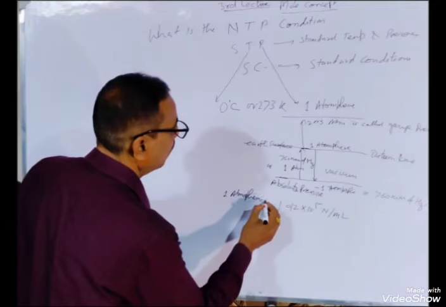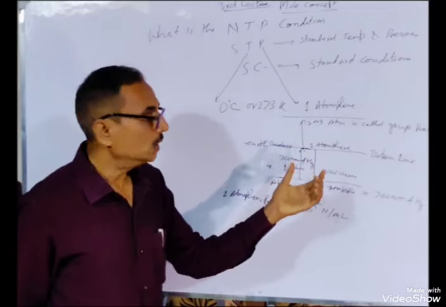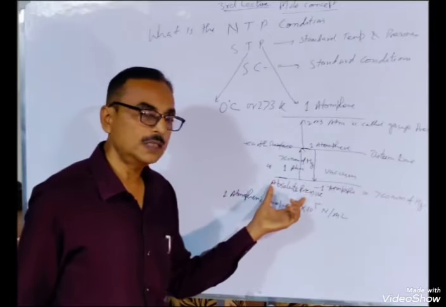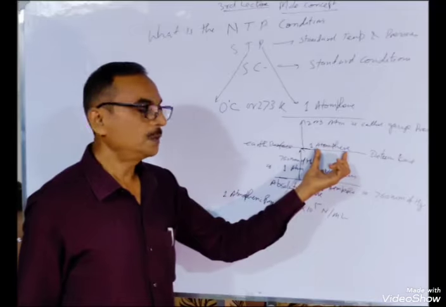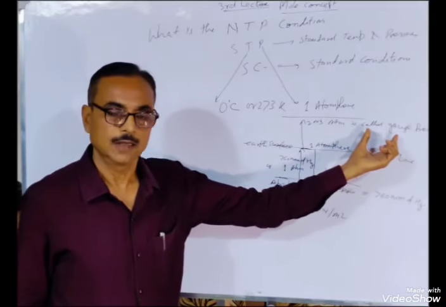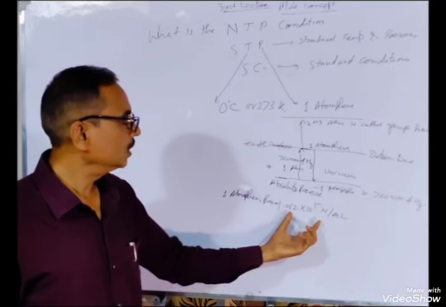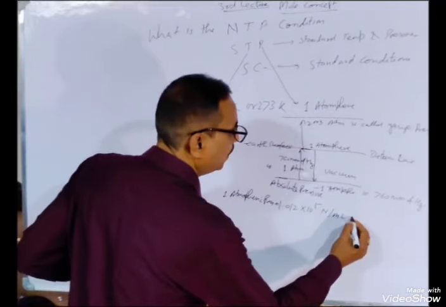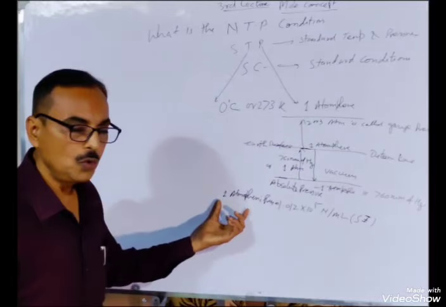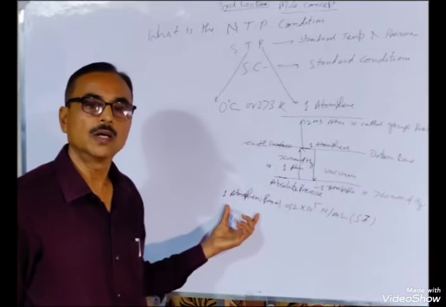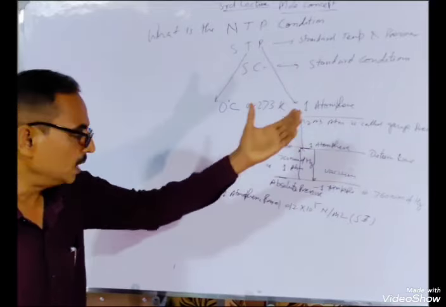So you must know the difference between absolute pressure, vacuum, atmospheric pressure and gauge pressure, and you should also know the conversion units. Newton per meter square is the SI unit. In chemistry, we use atmosphere as the unit of pressure. So that is the standard condition.